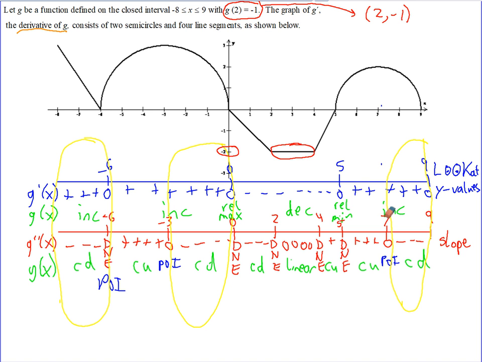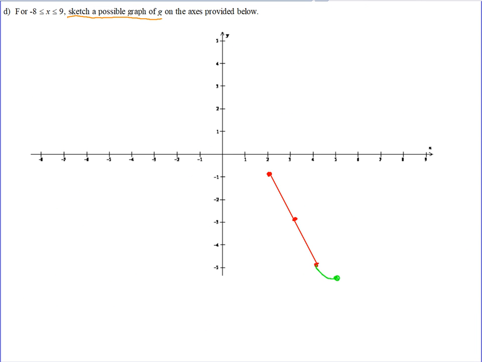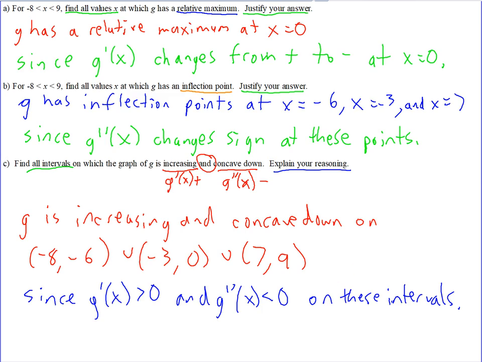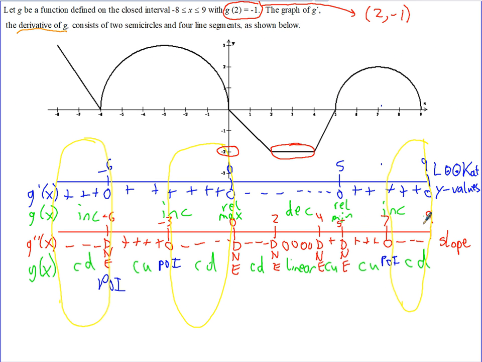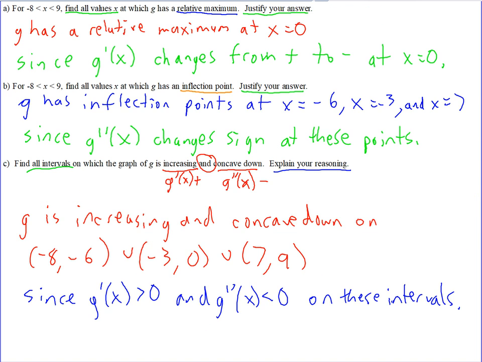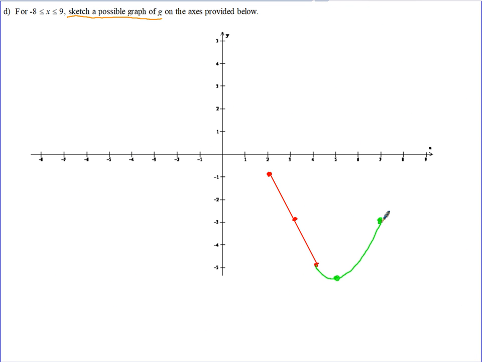Then from 5 to 7, it's increasing concave up, shaped like a cup. And we don't know the y value for certain. And then 7 to 9, increasing concave down, shaped like a frown until we get to the level drop at 9. And again, we don't know these y coordinates for certain, just the shape of it should be.